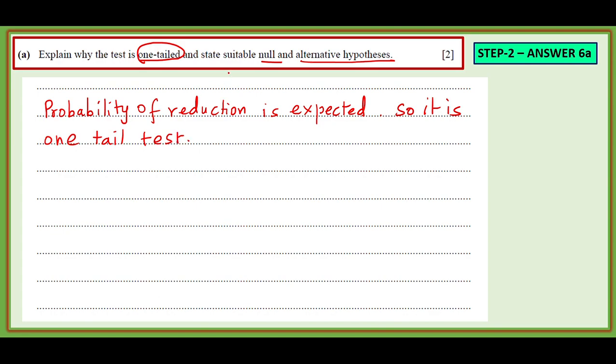We have to state the suitable null and alternative hypothesis. The null hypothesis is nothing but the condition given in the question. We will make it H, which is the first letter of hypothesis, and null, so we make it H naught. You can write it as probability of not arriving equal to 0.2, which is given in the question. We can also mention this as H naught: P equal to 0.2.